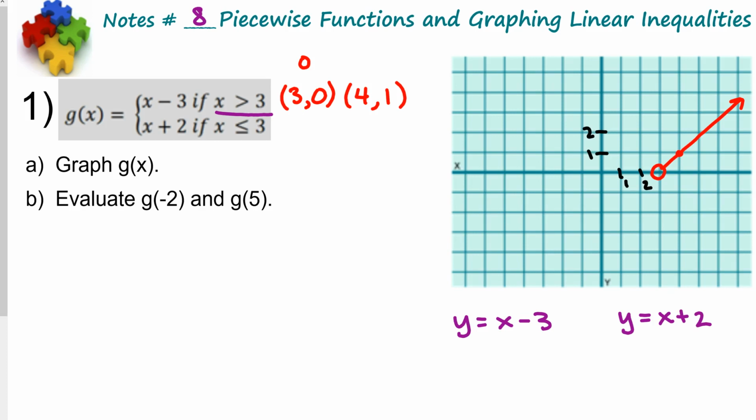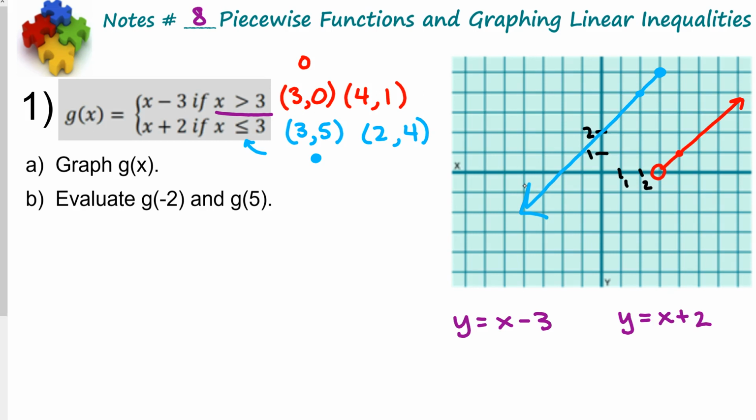Okay, for the other piece, again, I'm going to use 3 because that's the end point of the piece. So if I substitute 3 in, I have 3 plus 2, which is 5. And that's going to be a closed circle because we're using less than or equal to, so we're including the end point. And then for a second point, choose any number you want that's less than 3. So I'm going to choose 2. Plug it in, 2 plus 2 is 4. So start at the end point, which is 3, 5. Plot that point. Go through the other point, 2, 4. And keep going. So starting at the end point, through the other point, and keep going.